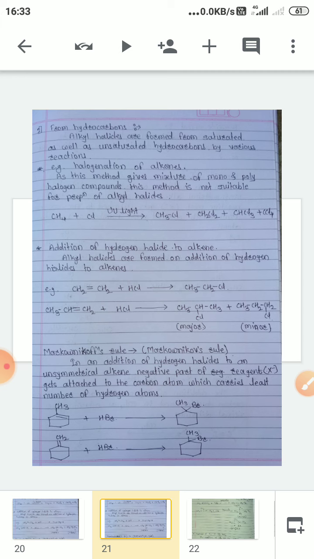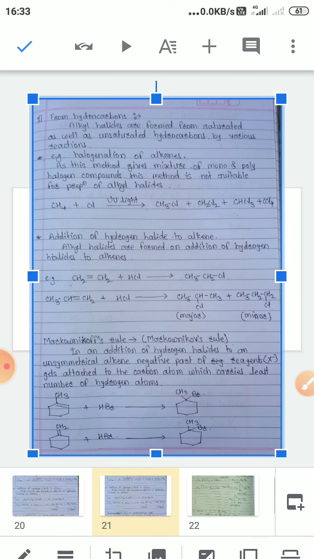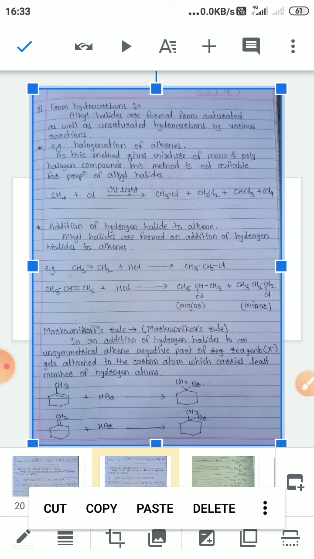Last year we have seen preparation of alkyl halides from alkanes. When alkanes react with halogen in presence of ultraviolet light or sunlight, it gives a mixture of mono, di, tri and polyhalogenated compounds. As this method gives a mixture of mono to polyhalogen derivatives, it is not beneficial for the preparation of alkyl halides.